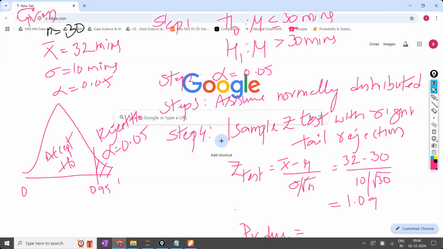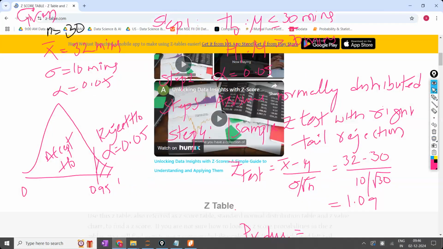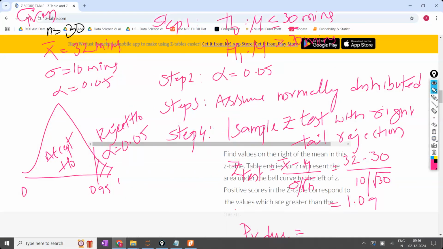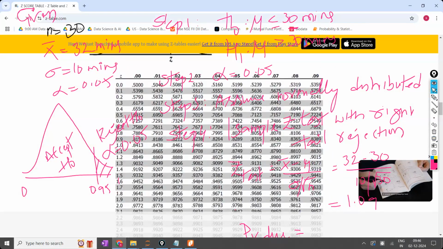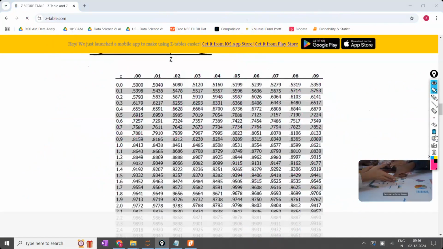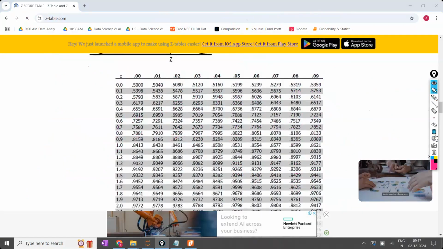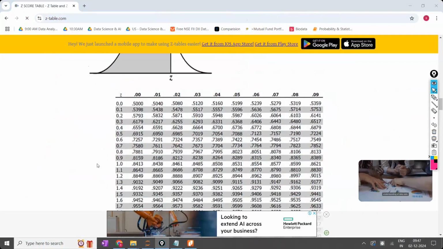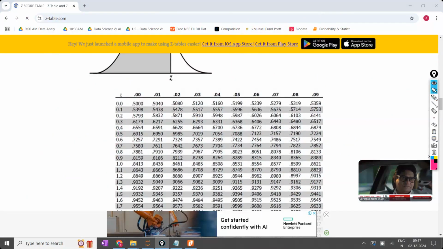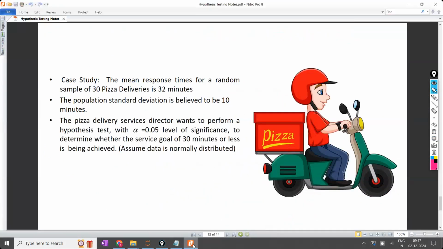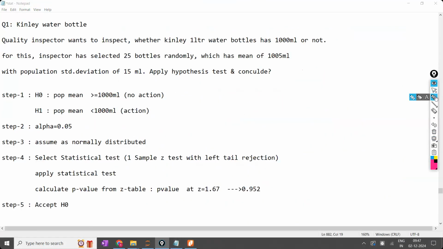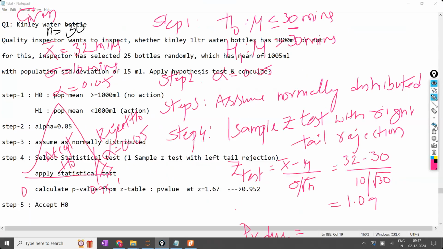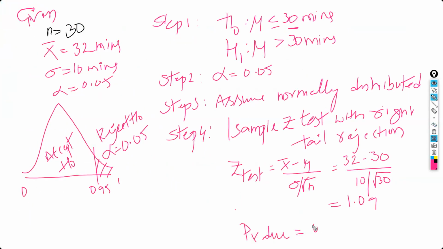Z table. So 1.09. See, for 1.09, what is the value? 1.0 is this one, 0.9 is this one, that is 0.8621. Now the p value is 0.8621. Step 4 is completed.